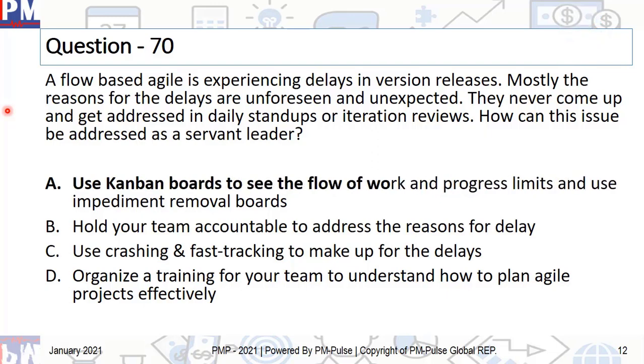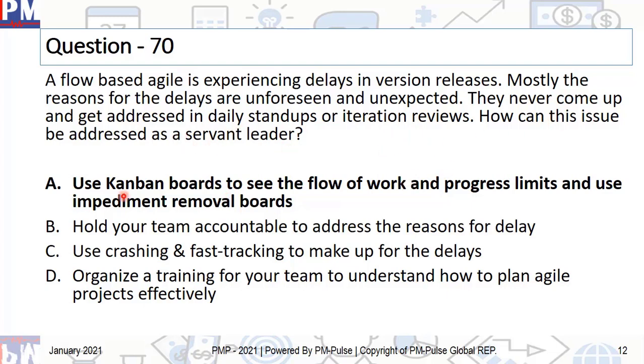And the correct answer is use Kanban boards to see the flow of work and progress limits and use impediment removal boards. So, what is this question basically trying to say? A flow based agile team is experiencing delays in version releases. Mostly, the reasons for the delays are unforeseen and unexpected. They don't really know why this is happening. They never come up and get addressed in daily stand ups. For some reason, they're not being talked about in daily stand ups. How can this issue be addressed as a servant leader?